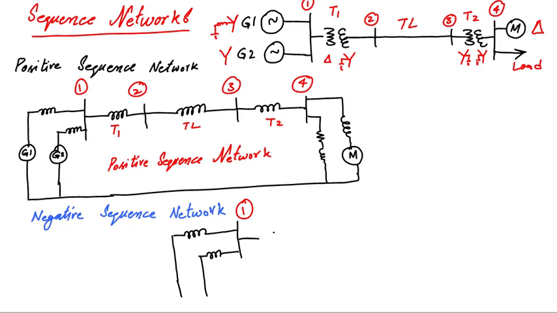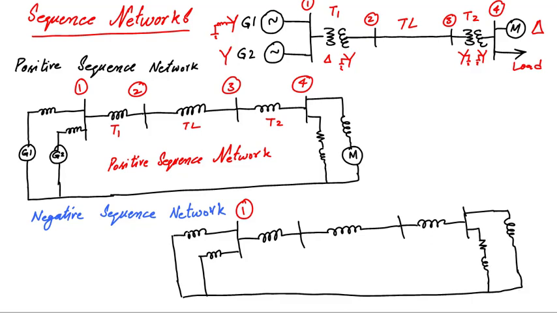We know that the negative sequence and positive sequence circuits of a transformer are similar to each other. Then the transmission line is the same as in the positive sequence. Then the second transformer, and then finally we have a motor. There will be no induced EMF in the motor as well, because the motor induced EMF is perfectly balanced. It does not have any induced EMF. Then we have the static load, and this is the equivalent circuit. So let's mark the different buses and components. This network is known as the negative sequence network.